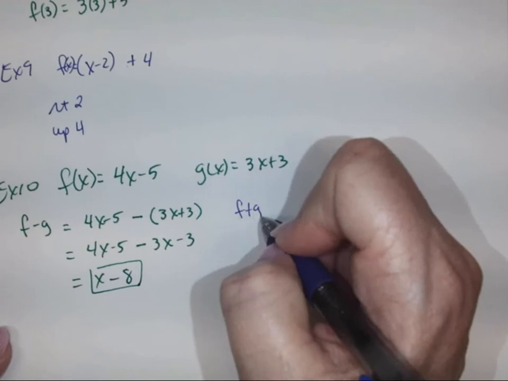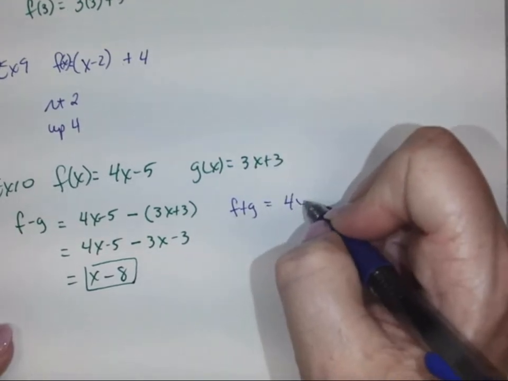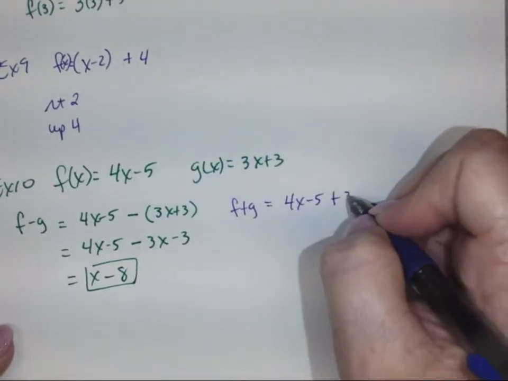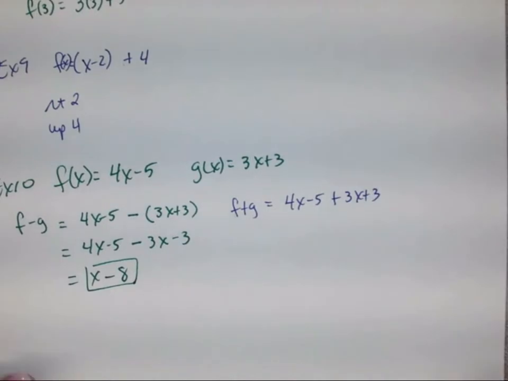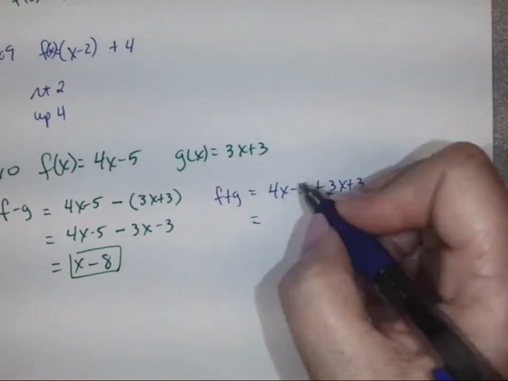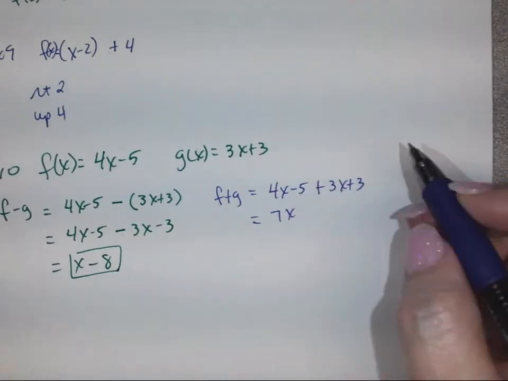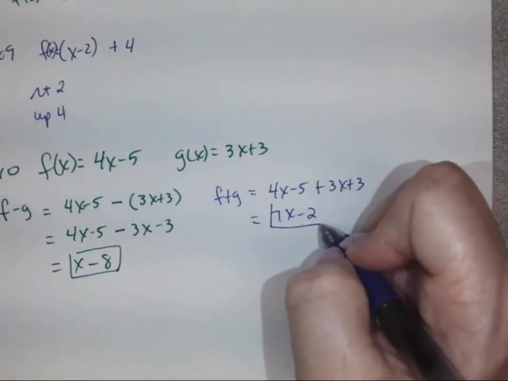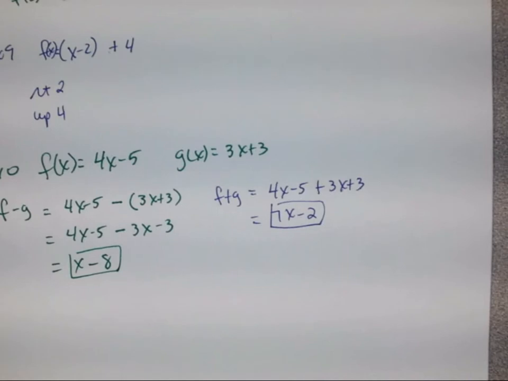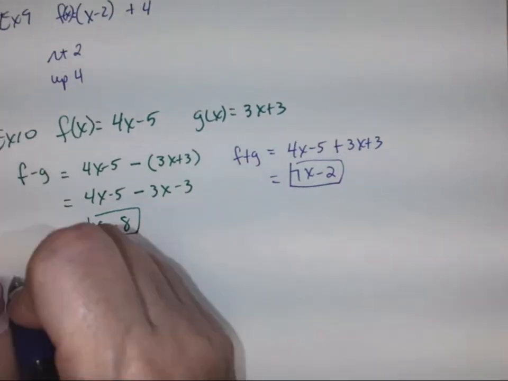So f plus g would be 4x minus 5 plus 3x plus 3. So we're going to combine like terms. So 4x plus 3x is 7x. Negative 5 plus 3 would be minus 2. All right, the next thing that we'll do is we will multiply.